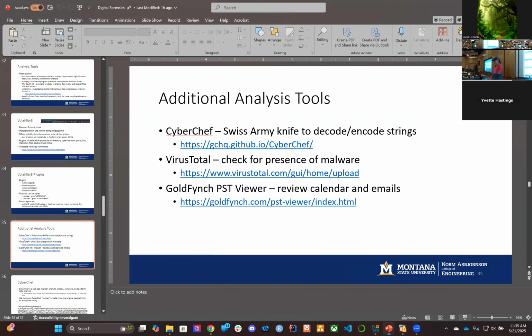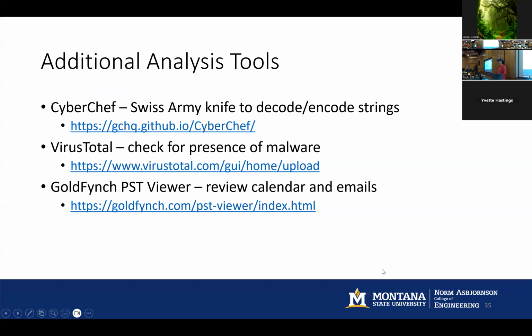Okay, during the capture the flag, there's going to be additional tools that we're going to be using. There's lots more available, but these are the only 3 additional ones that we're going to use. So the first one is CyberChef. We can decode or encode strings. So when we're looking for any sort of malicious file or code that has been encoded by a malicious actor, we can go to this website and decode it. It's really cool. And I'll show you an example here in just a minute.